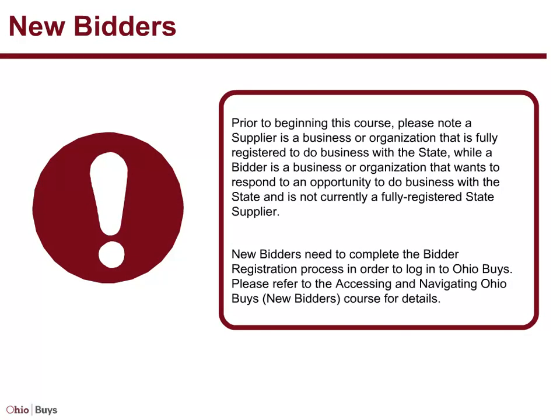Prior to beginning this course, please note a supplier is a business or organization that is fully registered to do business with the state, while a bidder is a business or organization that wants to respond to an opportunity to do business with the state and is not currently a fully registered state supplier. New bidders need to complete the bidder registration process in order to log into Ohio Buys. Please refer to the Accessing and Navigating Ohio Buys for New Bidders course for details.